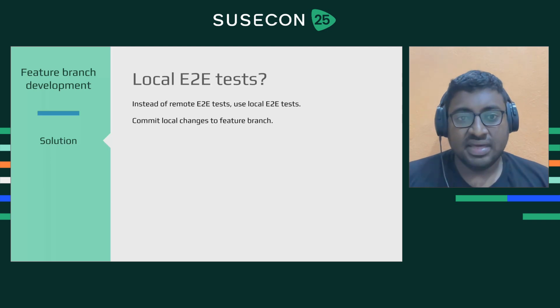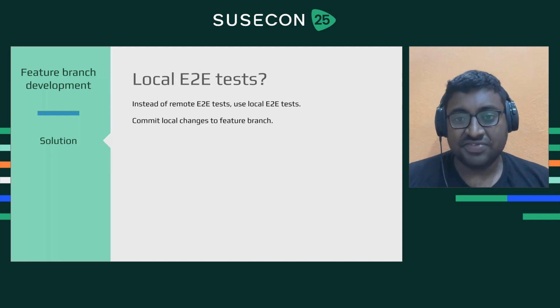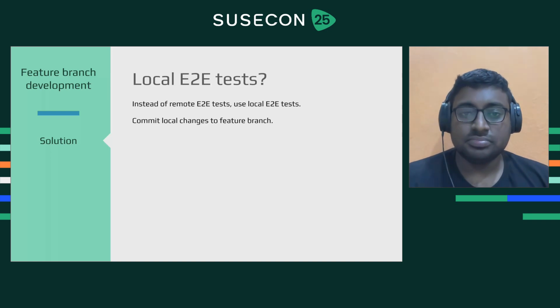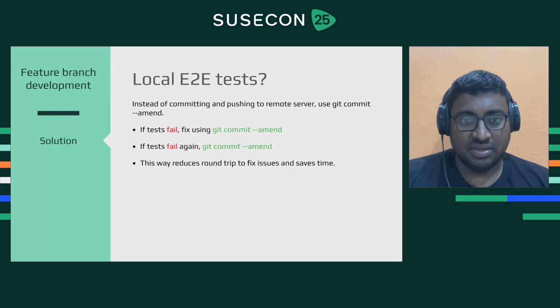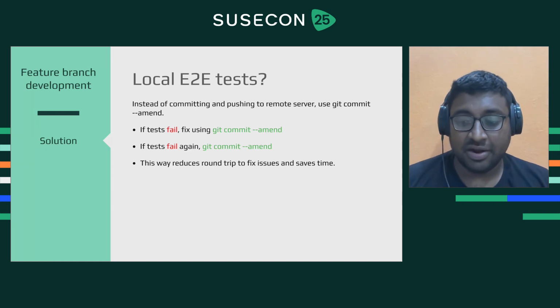In our case, instead of locally committing and then pushing, you would only commit your local changes and run these tests locally. If something breaks, you can fix it and amend those commits. So instead of pushing to a remote CI/CD server, if a test fails, you can fix those issues using a git amend. This reduces a round trip and saves a lot of time for us. At least it saved a lot of time for us.